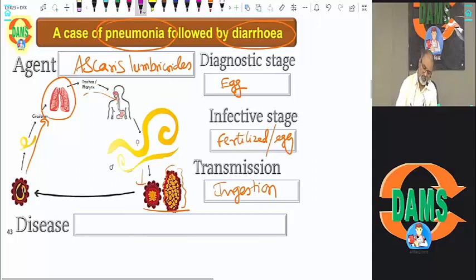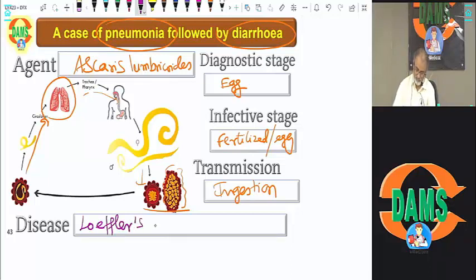And what is the disease it causes? Ascariasis. Loeffler's pneumonia. Ascariasis, intestinal obstruction.